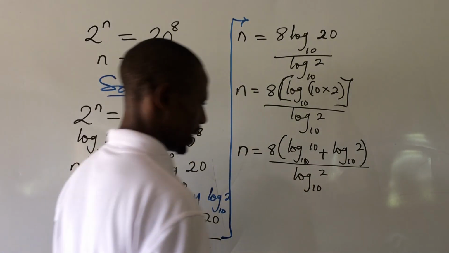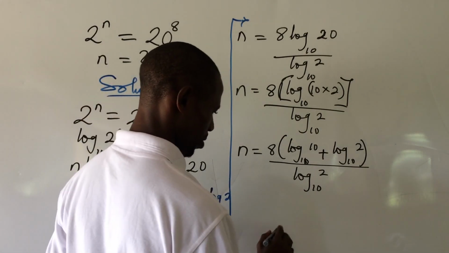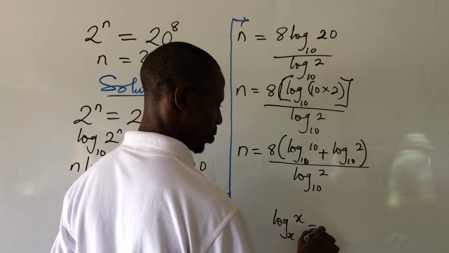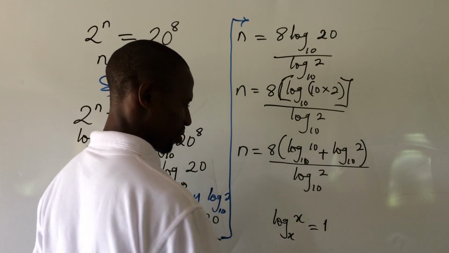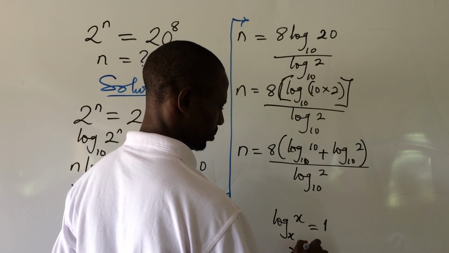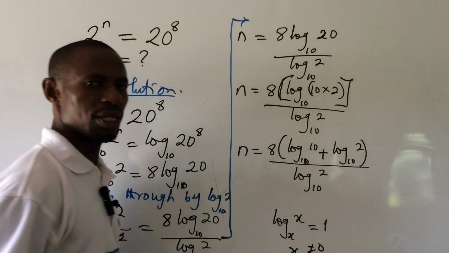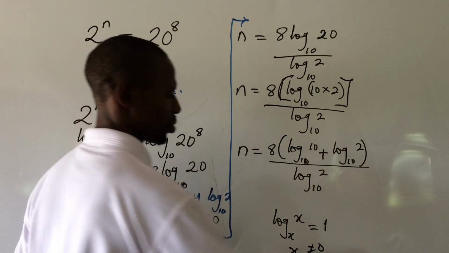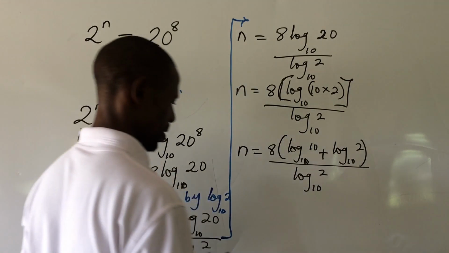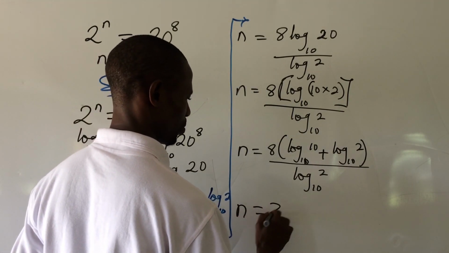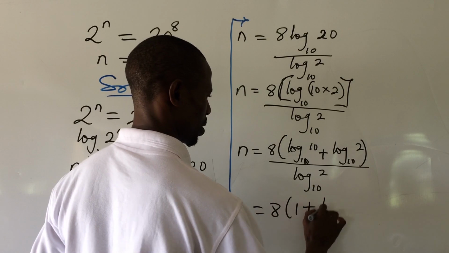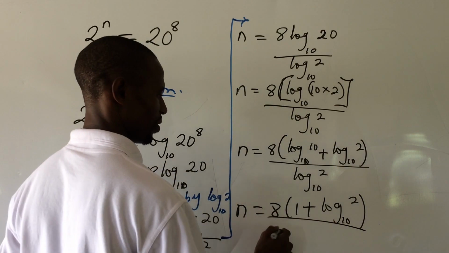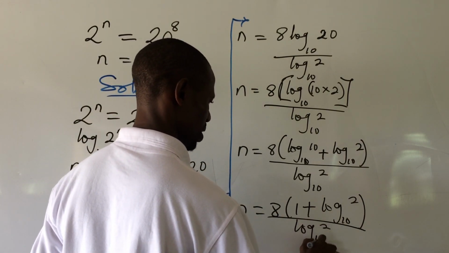Mind you, log 10 base 10 will give us 1, because according to the law again, if you have log x base x, it is equal to 1, provided x is not equal to 0. So if x is not equal to 0, then log 10 base 10 will give us 1. Again, if we go by that law, we're going to have n is equal to 8 bracket 1 plus log 2 base 10 close bracket all over log 2 base 10.